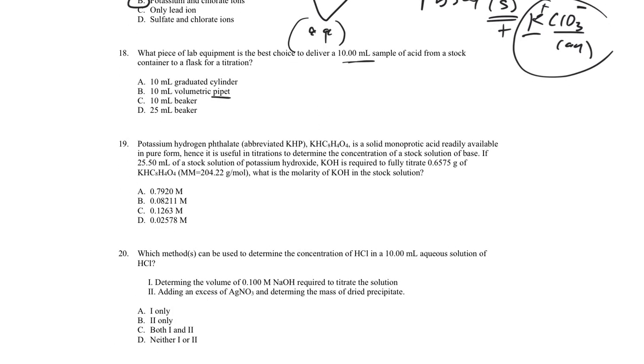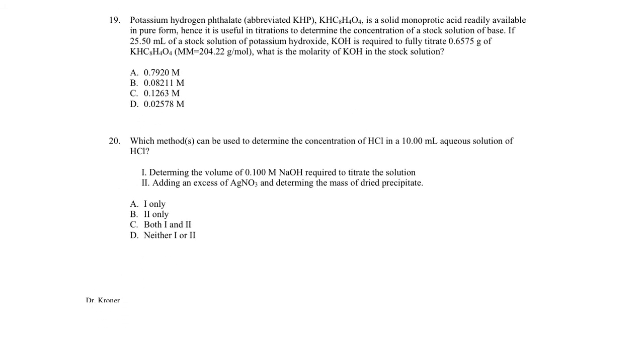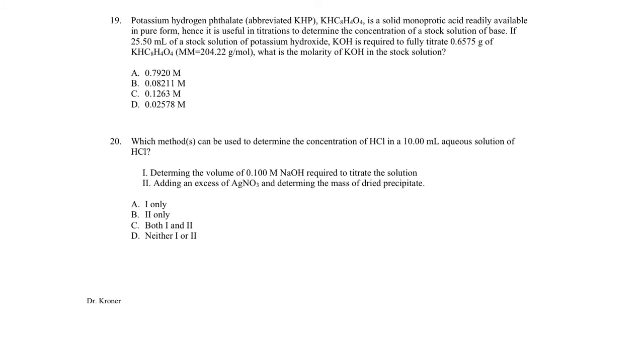Okay, so these were some problems we skipped over, 19 and 20. Potassium hydrogen phthalate, KHP, is a solid monoprotic acid readily available in pure form. The reason this solid's used is you can put it in an oven and dry off all the water so it's nice and pure. And you can then dissolve it in some water, add a little bit of pH indicator, and titrate it with a solution of base.